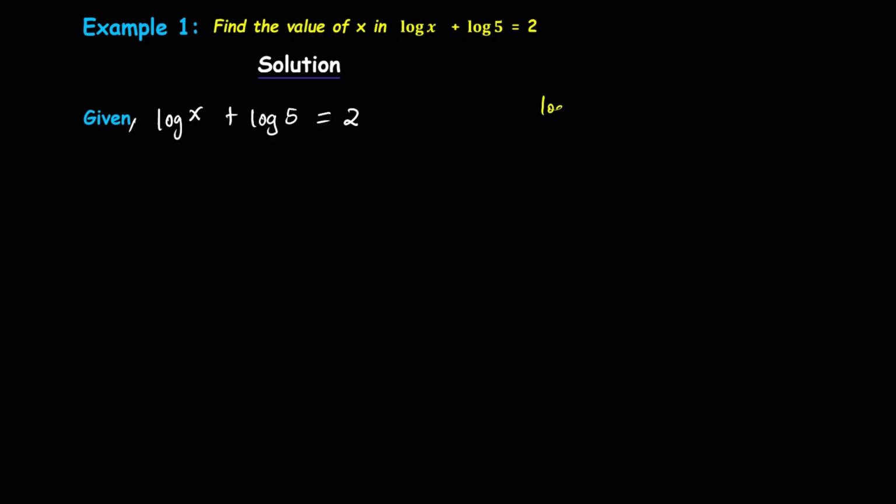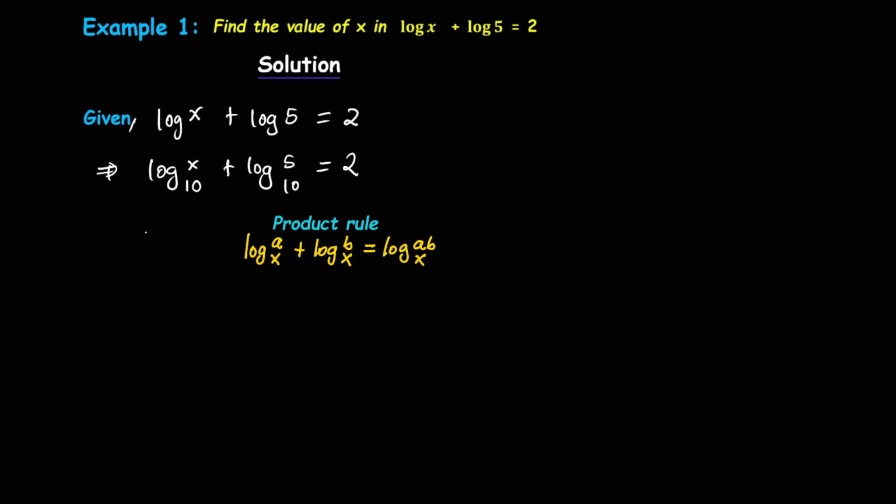Suppose you're given log of 2 without any base. By default, this is the same as log of 2 to base 10. Even if you're given log of x without any base, by default, this is the same as log of x to base 10. So this implies that you have log of x to base 10 plus log of 5 to base 10 equals 2.